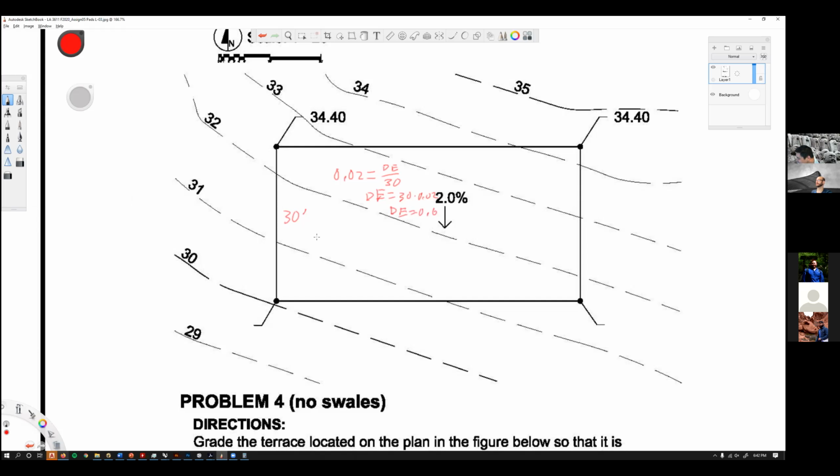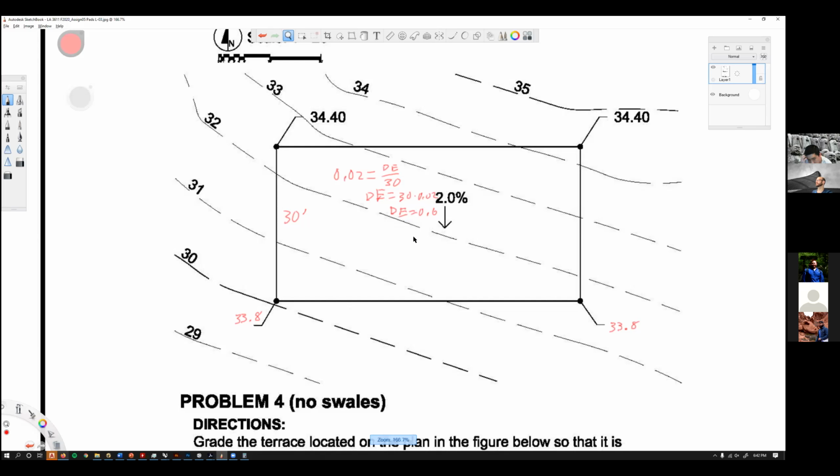And we are going downhill, right? In this direction. So it's going to be 34.4 minus 0.6, which is 33.8. And it's the same difference in elevation, the same slope. We don't have a cross slope or anything. We're starting at 34.4 again, so we have the same 33.8 over here.